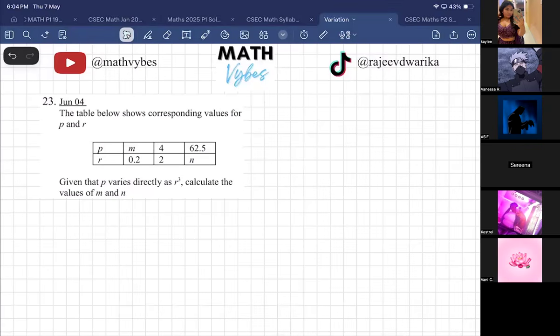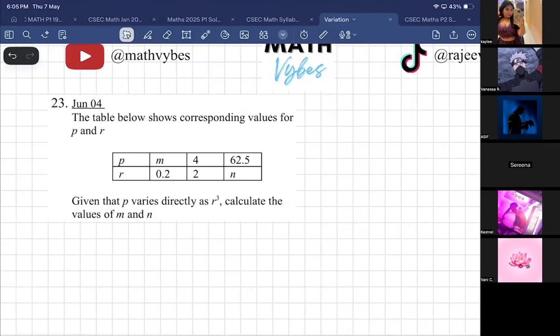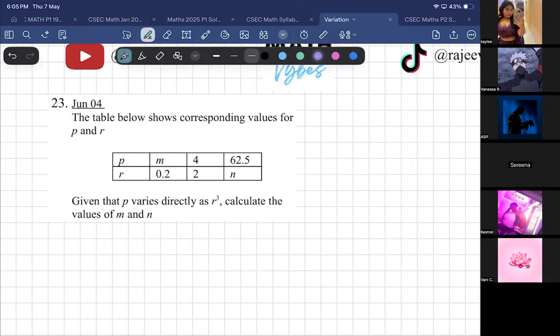So get the question read for me. Okay. The table below shows corresponding values for P and R. Given that P varies directly as R cubed, calculate the value of M and N. All right. So first of all, we learn what kind of relationship here? Directly proportional or inversely proportional? Directly. And what two things change directly? P and R. Take your time. Is it R or is it R cubed? R cubed. Yeah. So my first line is to say that P is proportional to R cubed.